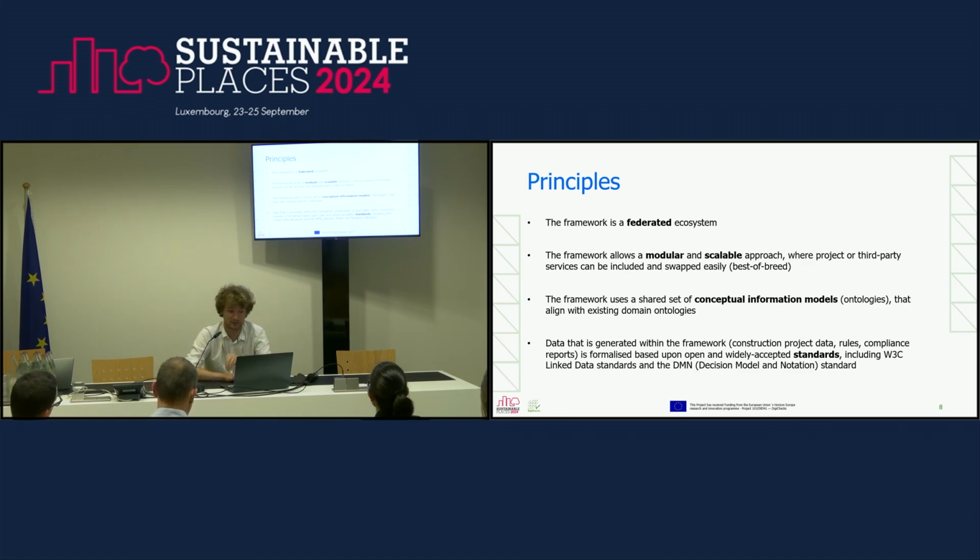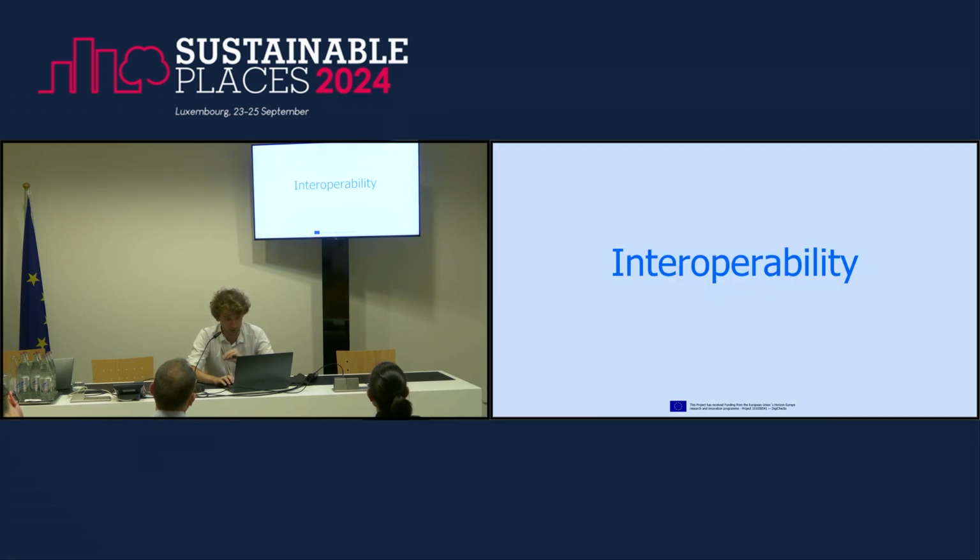For this, it's very important that we use ontologies, the conceptual information models, that allow to map onto existing domain ontologies, such as the bot ontology, such as the product ontology, and so on. And for this we use, of course, W3C standards such as RDF, but also SHACL, and DMN, the decision model and notation standard, which allows us to have this visual representation, which is also computer readable.